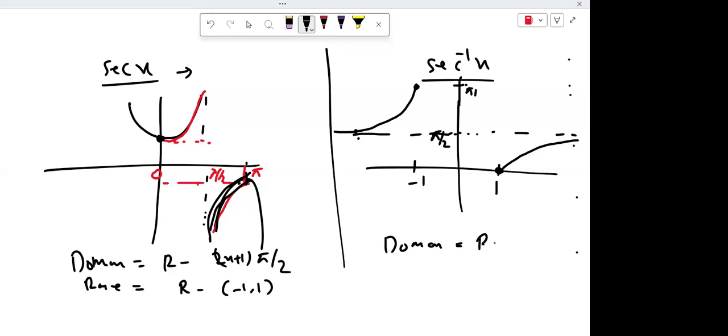The domain becomes the same as the range, R minus (minus 1 to 1), and the range is 0 to pi, with pi by 2 restricted. Okay.